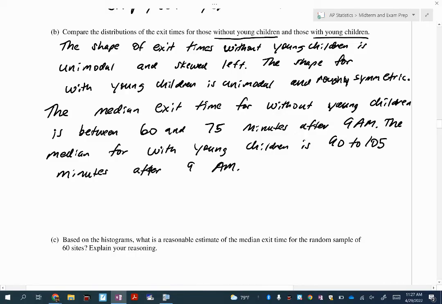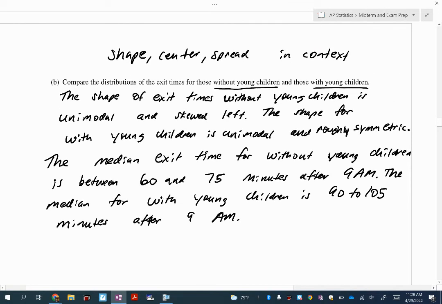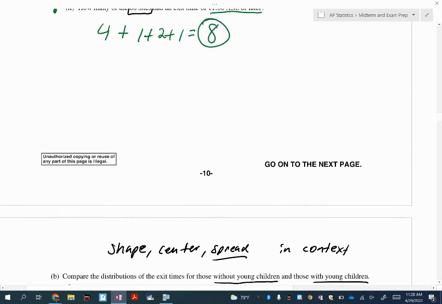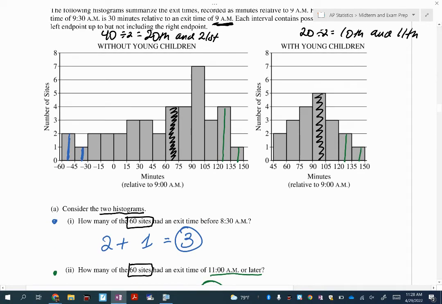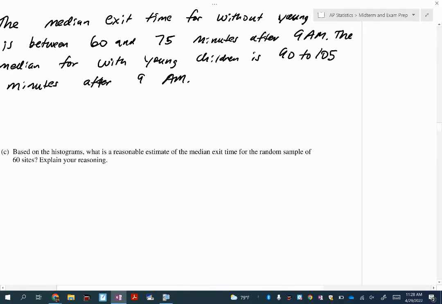Okay, now the last thing is the spread. You could, if you wanted to, find the quartiles and find the IQR like we did in number 1. I just think that's wasting your time here. The easiest measure of spread to find is the range. So if you just look at both of these, you can see that those without young children is way more spread out, going from potentially leaving by around 8 a.m. or a little after 8 a.m., all the way to leaving possibly up to 2.5 hours after 9 a.m. For the ones with young children, no one is leaving before 9:45. So that's going to go from about 9:45 to about 2.5 hours after, so 11:30. So I think the easiest one to do here is the range.